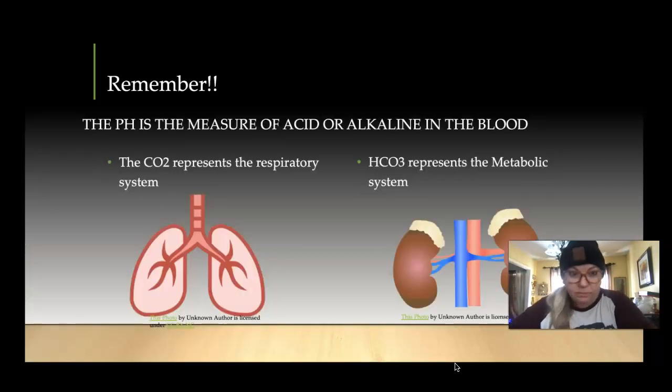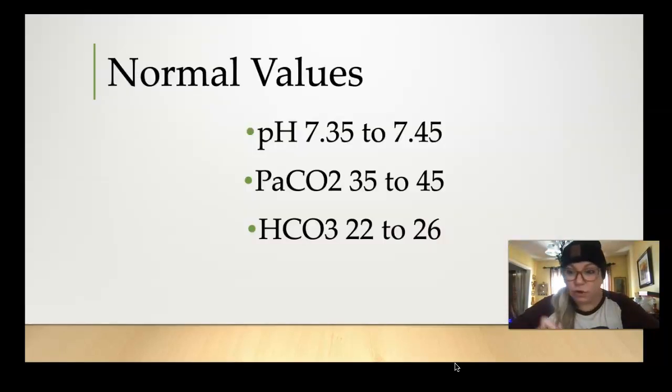All right. Again, the pH is the measure of the blood, whether it's acid or alkaline in the body. That CO2, again, is going to represent the respiratory system, and your HCO3 is going to be the metabolic system, and it's really controlled by the kidneys. So CO2, lungs; HCO3, kidneys. Okay. So when you look at your blood gas levels, if the primary problem is the CO2, it's usually a respiratory problem. If the primary problem is the HCO3, it's going to be a metabolic problem.